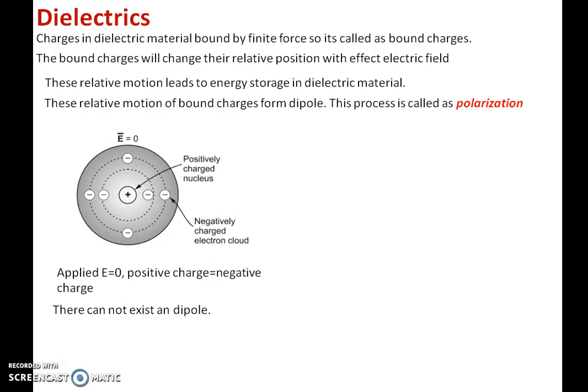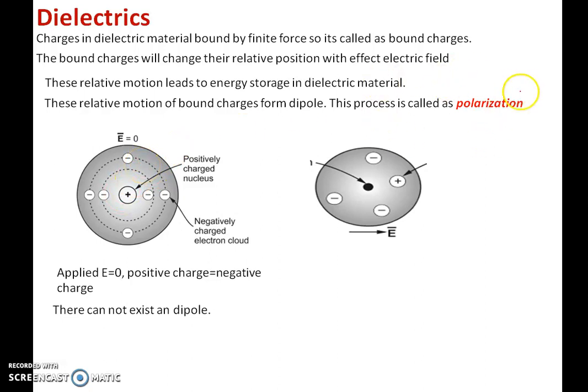Now we will see what happens when I apply an electric field. So now I will apply electric field E to this atom. Applying an electric field means we are applying an external force to the atom. So when I apply external force, the proton, the positive charge in the center, will move from the center to some other place which is near to the electrons, which is shown in this figure.